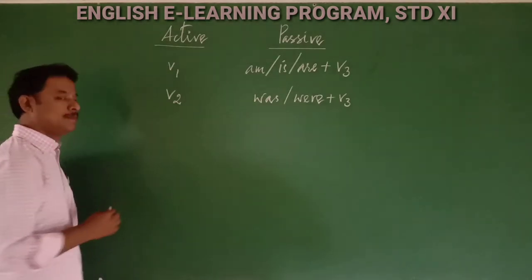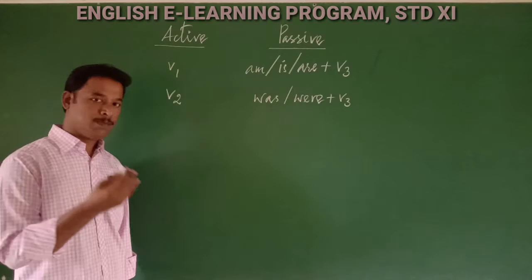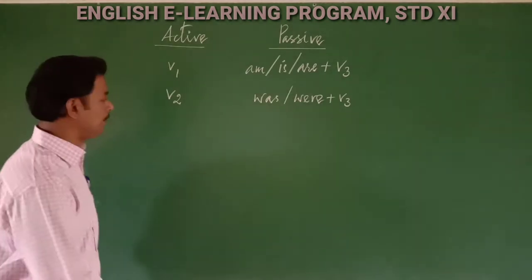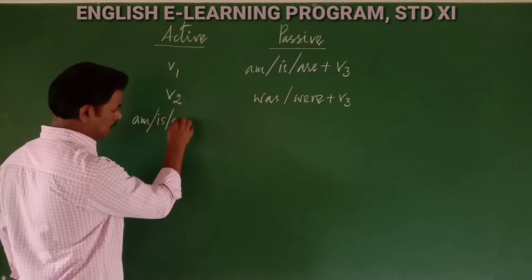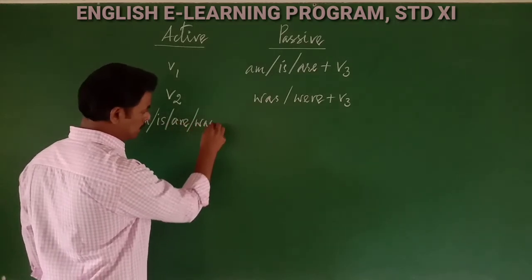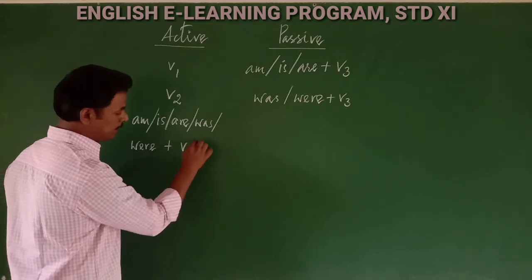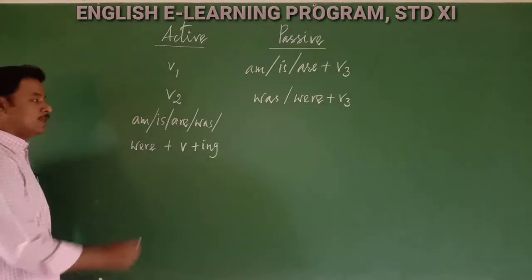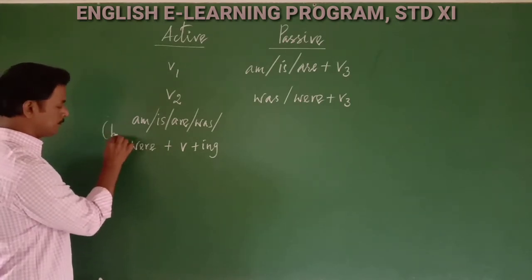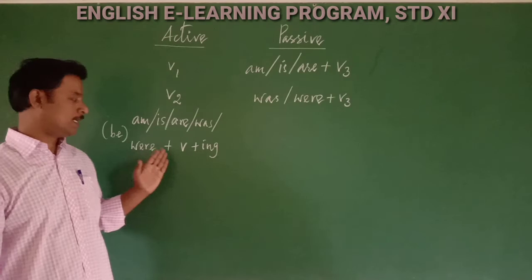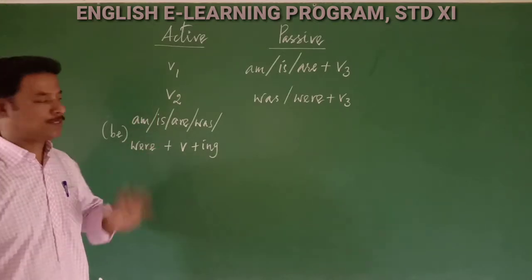Next, in continuous forms, that is progressive sentences, especially present continuous, past continuous and future continuous, we have to use am, or is, or are, or was, or were plus verb plus ing. We can call these verbs am, is, are, was, were as be verbs. Okay, be verb plus verb plus ing. It is the pattern for present and past continuous.